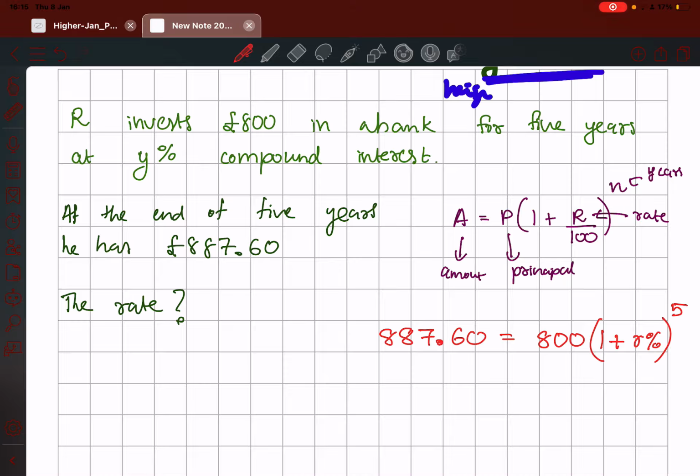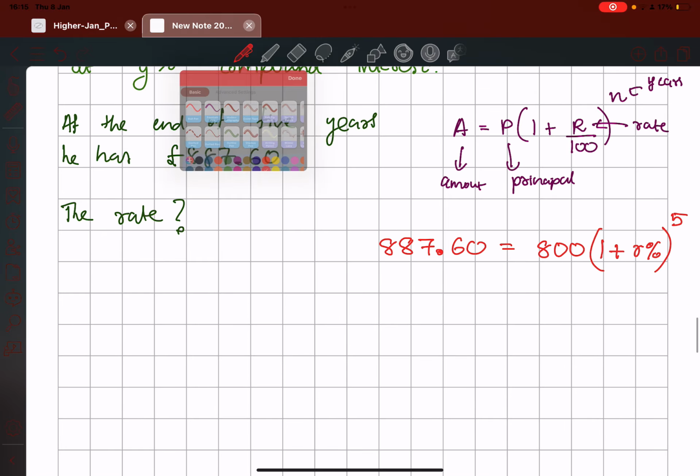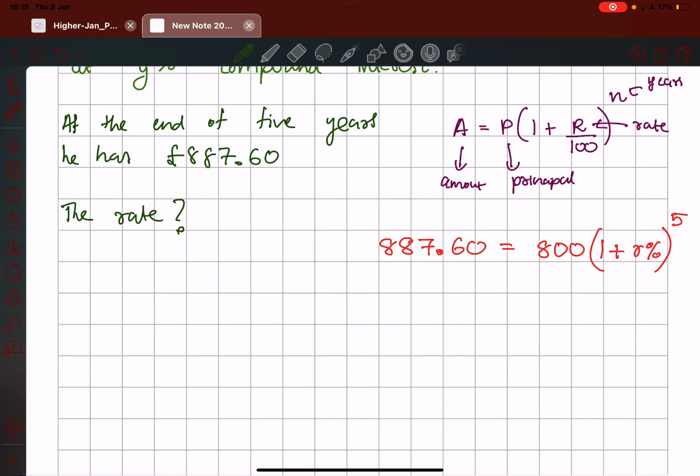So first thing that we would do is the division on both sides. It's not a subtraction. So divide by 800, divide by 800. So we would be getting 887.60 over 800 is equal to 1 plus r percent to the power of 5.